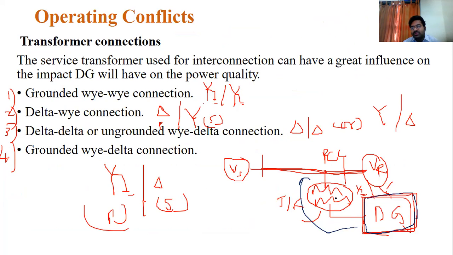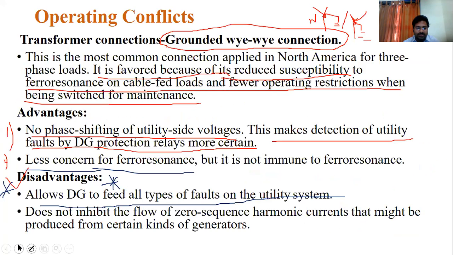This transformer allows any type of fault to reach the feeder, which may greatly damage other connected loads, other connected customers and all other things. It greatly damages the system when any of the faults is directly fed into it. This is one of the main drawbacks of that system. Then what is the second one?